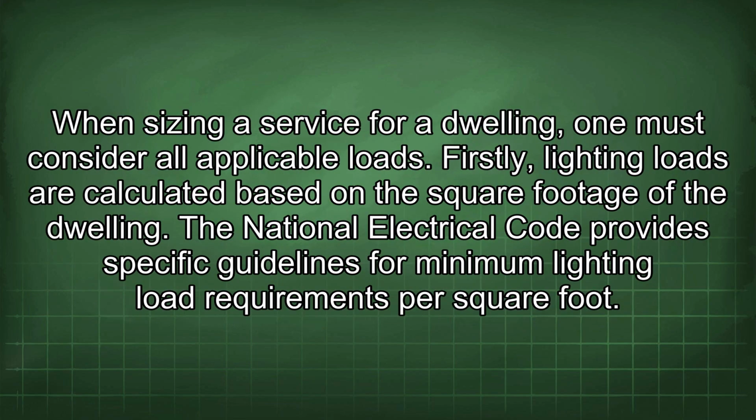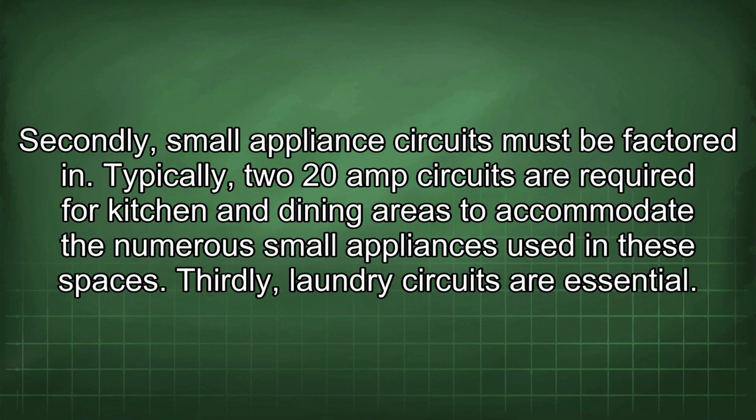When sizing a service for a dwelling, one must consider all applicable loads. Firstly, lighting loads are calculated based on the square footage of the dwelling. The National Electrical Code provides specific guidelines for minimum lighting load requirements per square foot. Secondly, small appliance circuits must be factored in. Typically, 20-amp circuits are required for kitchen and dining areas to accommodate the numerous small appliances used in these spaces. Thirdly, laundry circuits are essential.